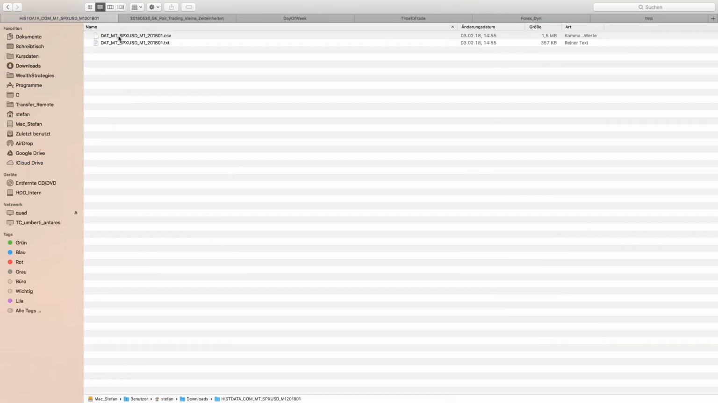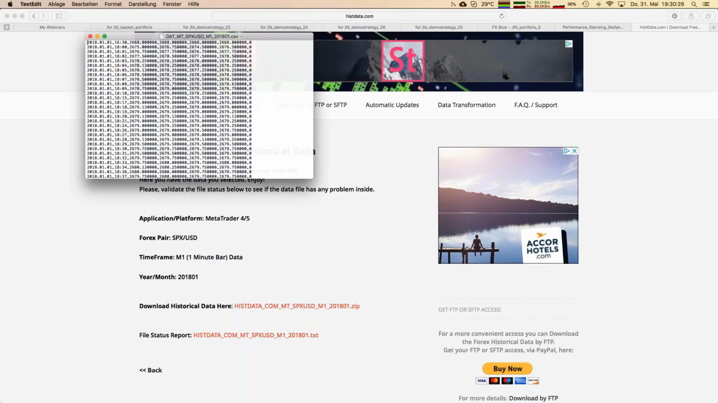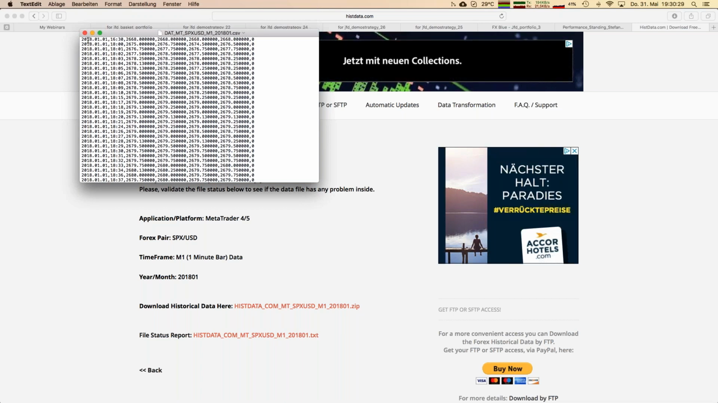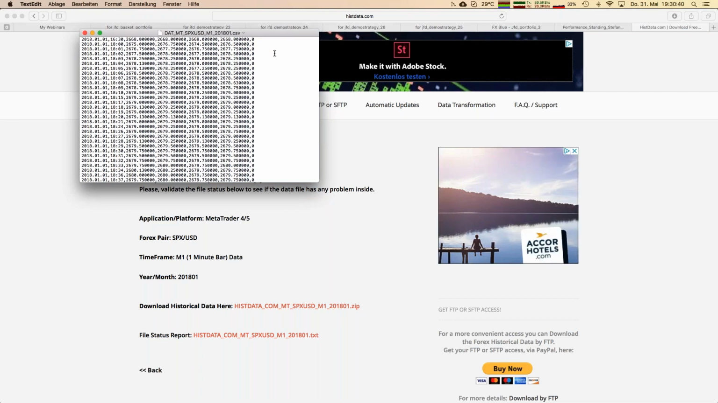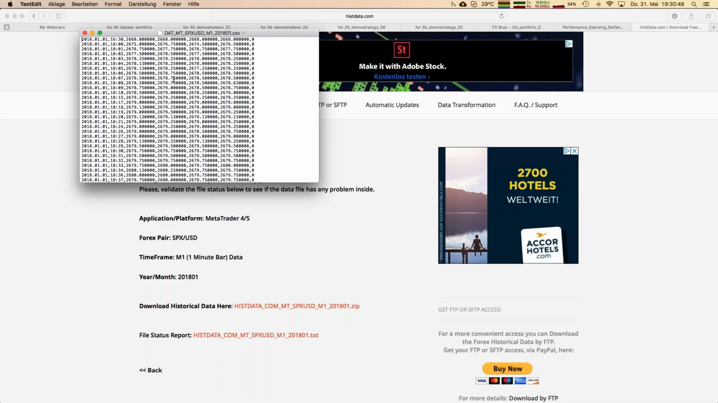And here we are. And I just open it with an editor, because then you see the structure of those data, and you see it starts with a date, and then it's the time, and then open, high, low, close, and there's some indication of volume, but I think that doesn't work because it's always a zero. Once again, those data are M1 data, and they are on New York time. So it's really cool to have that kind of data source.